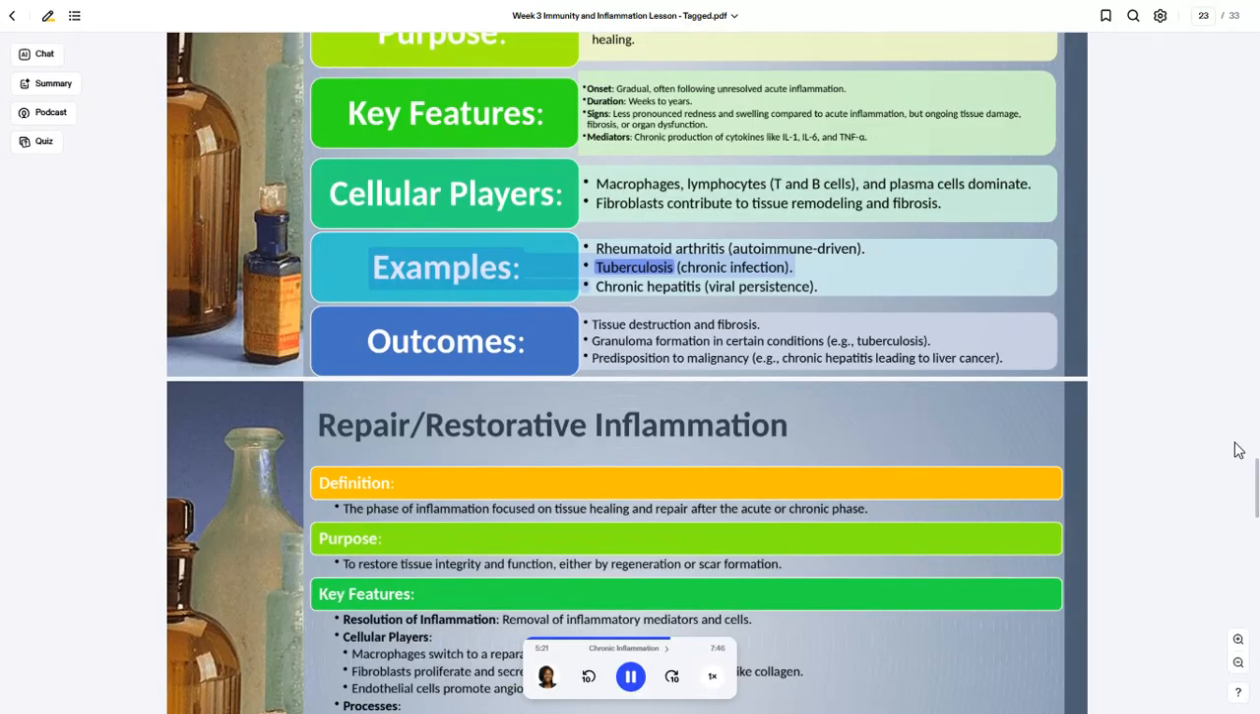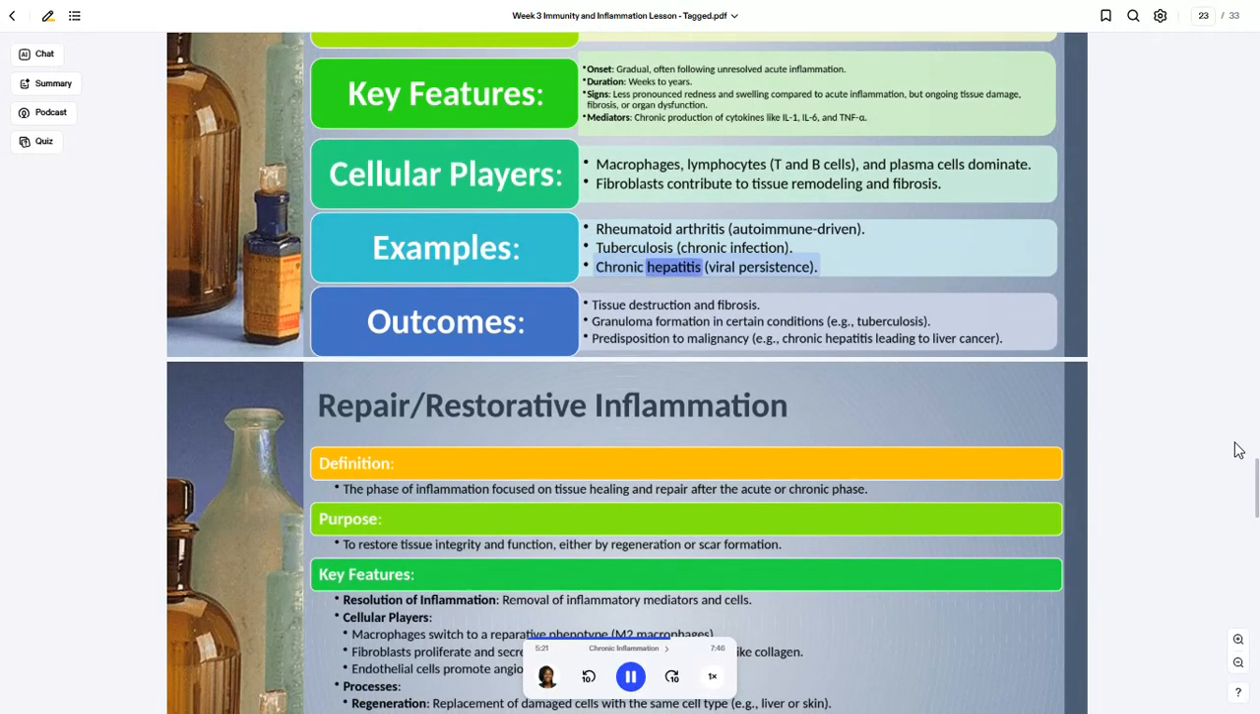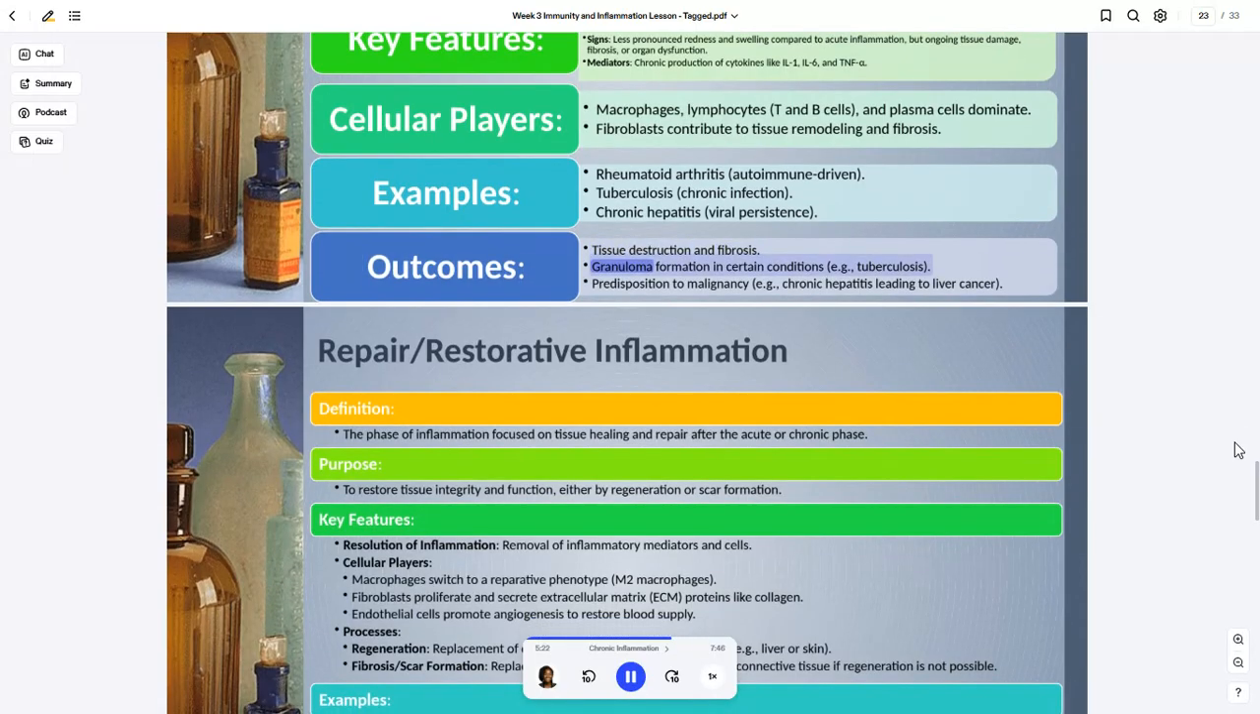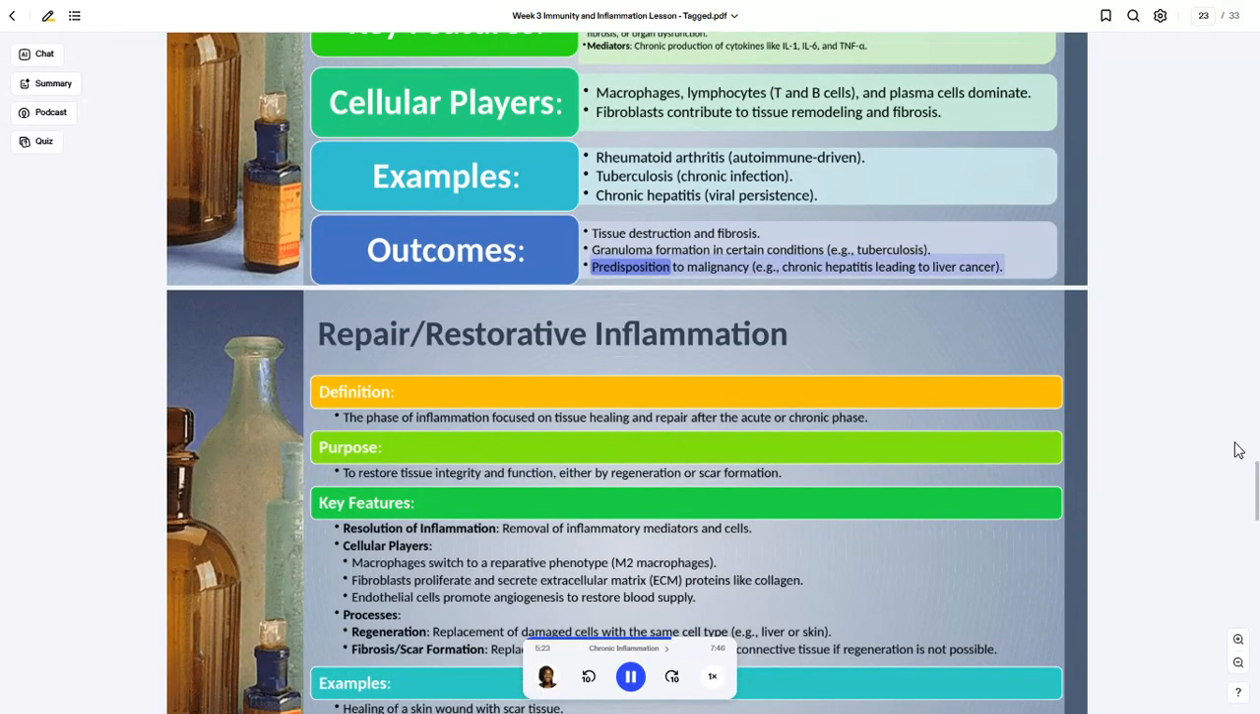Examples: tuberculosis, chronic infection; chronic hepatitis, viral persistence. Outcomes: tissue destruction and fibrosis. Granuloma formation in certain conditions, for example, tuberculosis. Predisposition to malignancy, for example, chronic hepatitis leading to liver cancer.